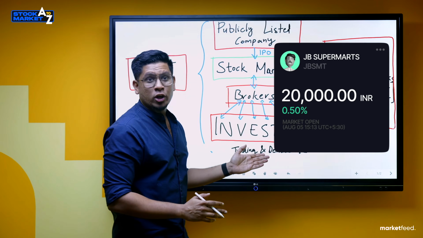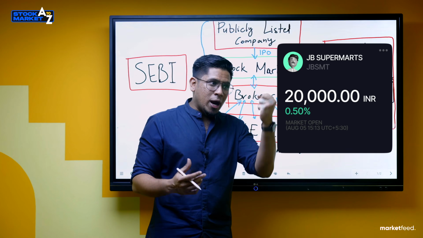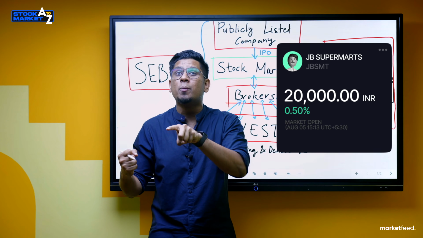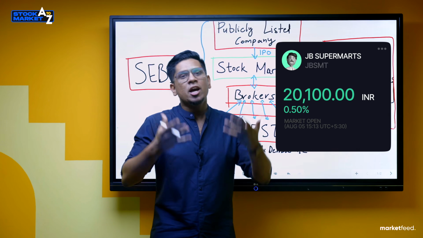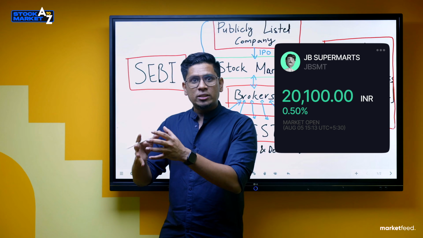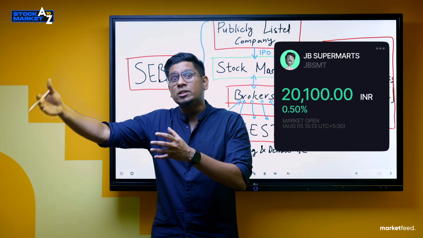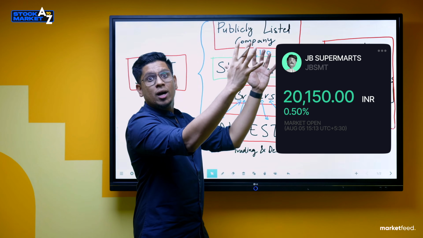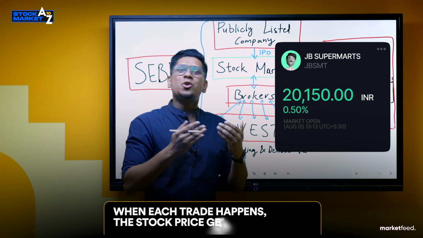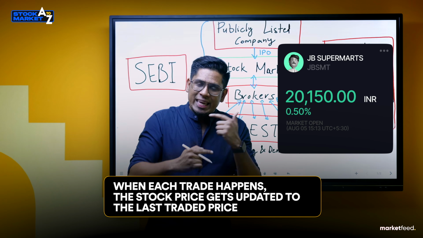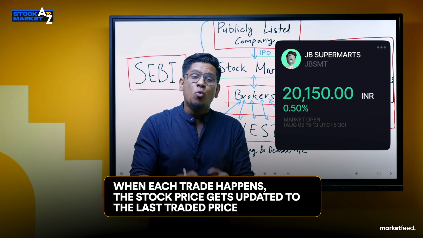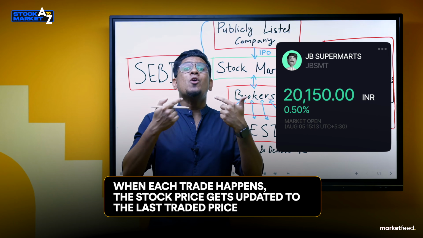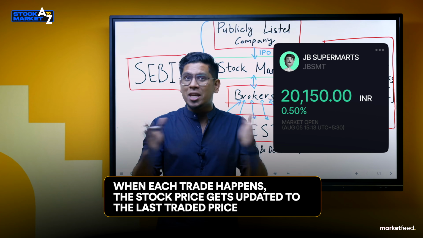So initially it came out at 20,000 rupees, and later one person sold the share to another person at 20,100 rupees. Now what is the new share price? 20,100. Then this new person goes around and sells it to another person for 20,150 rupees. Now what is the price of the share that you see on the screen? 20,150 rupees. So when each trade happens in the market, whatever is the price of the last trade, that becomes the value of the share. This is a very important concept.